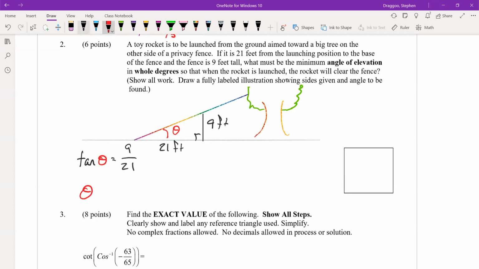That means theta itself should be the arctangent, or the inverse tangent, of 9/21, which when I plug that into a calculator in degree mode, I get 23.2 degrees.